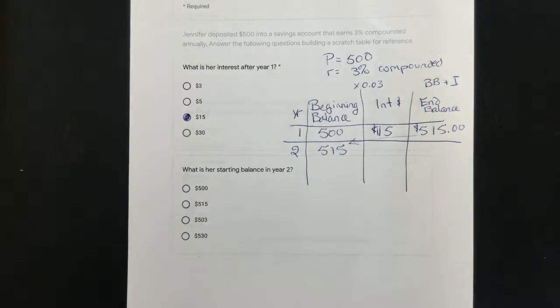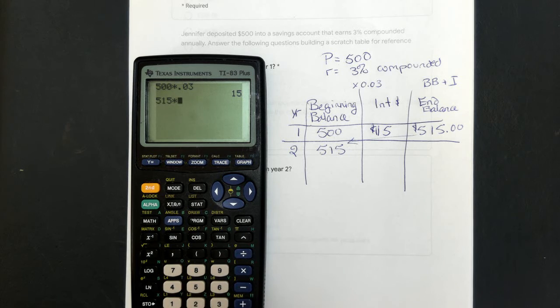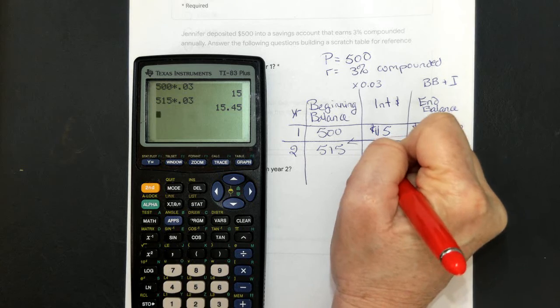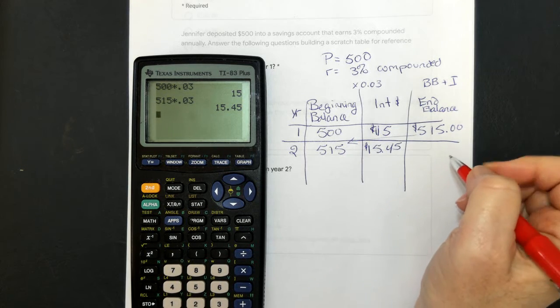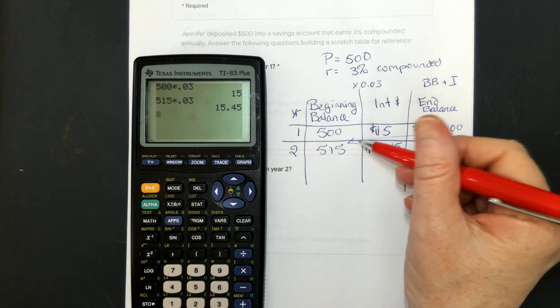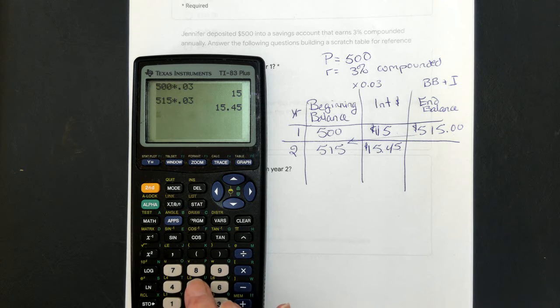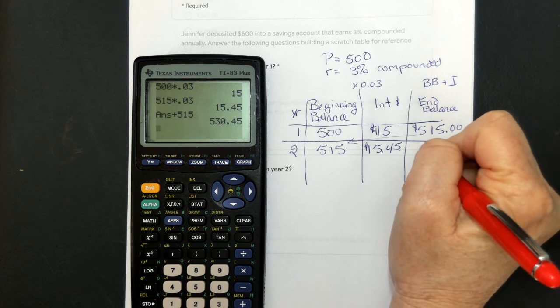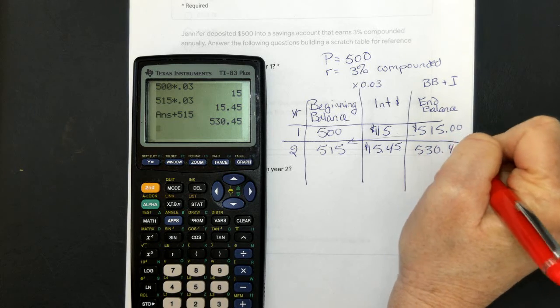Now, because we are compounding, we take that number, 515, and we multiply that by 0.03 for that year's interest, and we get $15.45. So now, for year 2, instead of earning just $15, we've earned an additional 45 cents because we have increased the beginning balance. So add that to the beginning balance, and our ending balance in year 2 was $530.45.